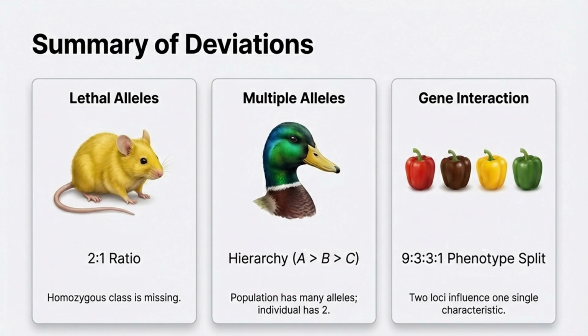To summarize our deviations, lethal alleles result in a 2 to 1 ratio because a homozygous allele is missing. Multiple alleles mean a population has many options, though an individual only has 2 slots. Finally, gene interaction occurs when two separate loci influence one single trait. So this is today's lecture.